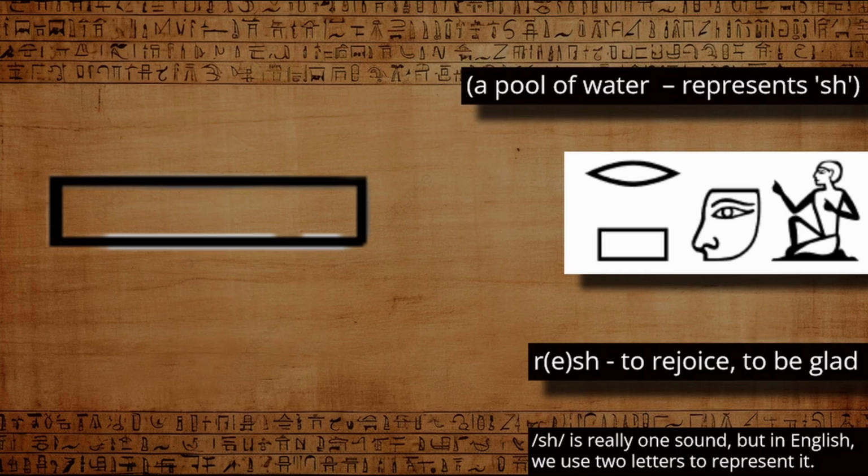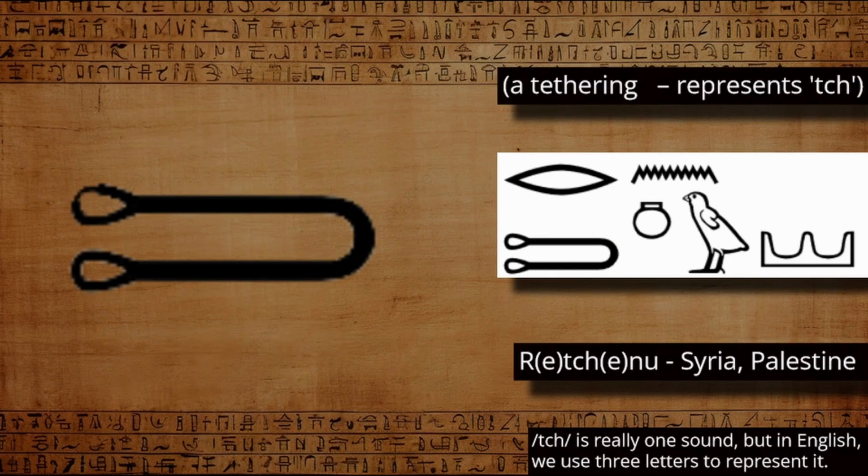Now, take a look at this word, resh, which, with two ideograms at the end, means to rejoice or to be glad. And finally, we reach the last symbol, tethering rope, which represents the sound sh. And though it's spelled with three letters this time in English, it is still just a single sound. And actually, I only could find one example, and that was the word Rechenu, which means Syria or Palestine.